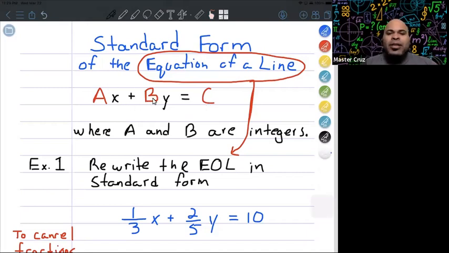Notice that a and b are in capital letters, and those are going to be integers. So a and b are integers, meaning that they have to be whole numbers, positive or negative, and they cannot be fractions. So here we go.